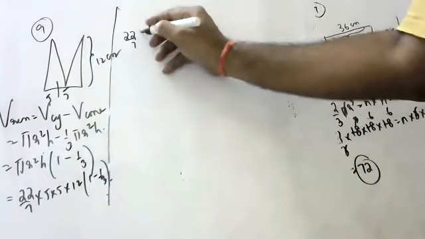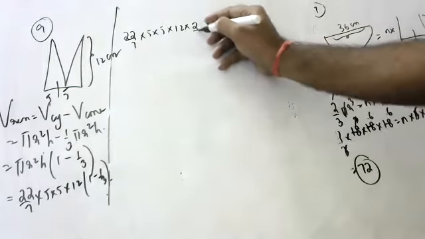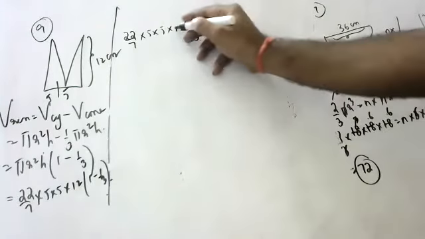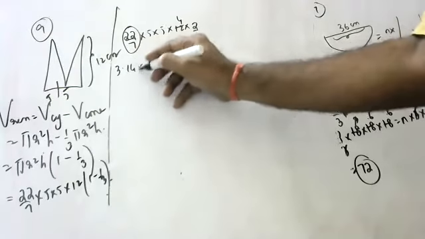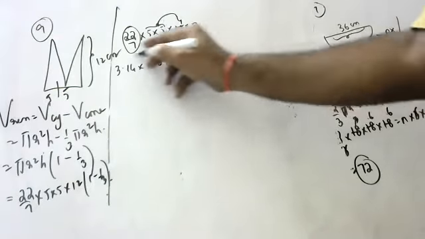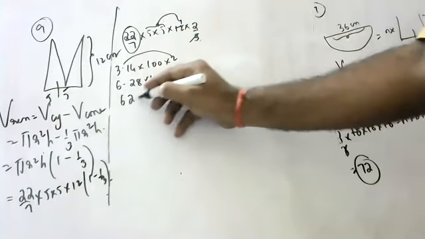22 by 7 into 5 into 5 into 12 into 2 by 3. This is 3.14, 25 fourths are 100, 100 into 2, 6.28 into 100, 628.